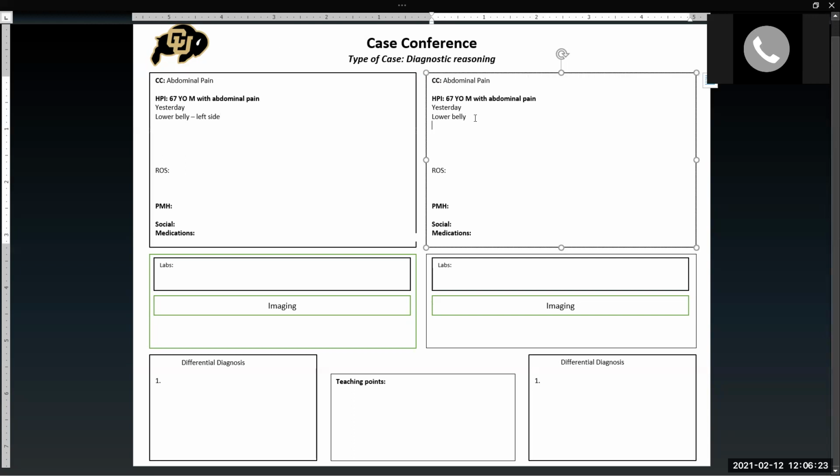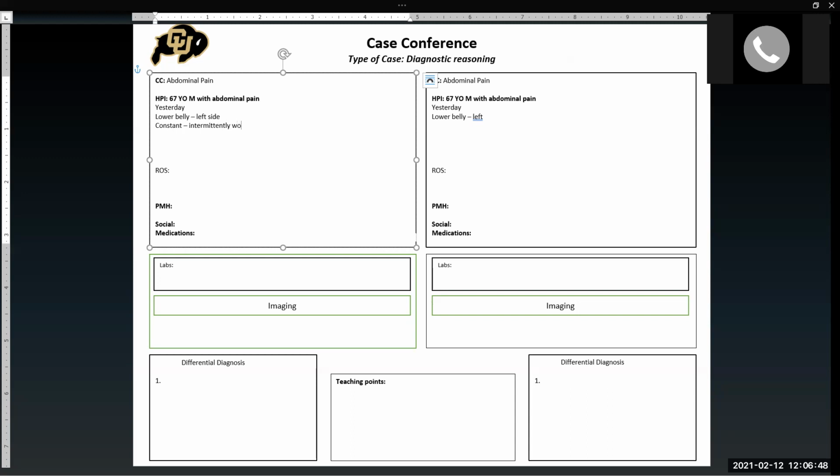Is it constant or intermittent? Great. So the questions that we're getting here at the university are more about the OPQRST, which I think are pretty important when it comes to abdominal pain, to try and figure out exactly what's going on. Patient 1 says that his pain is constant, but intermittently feels worse. And patient 2 says that his feels crampy. It comes and goes.